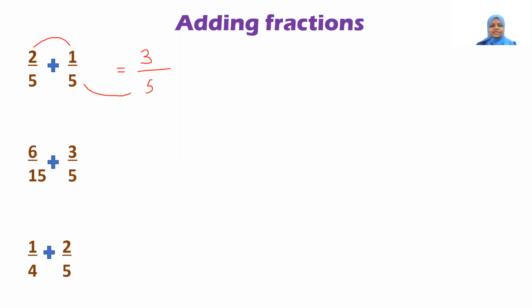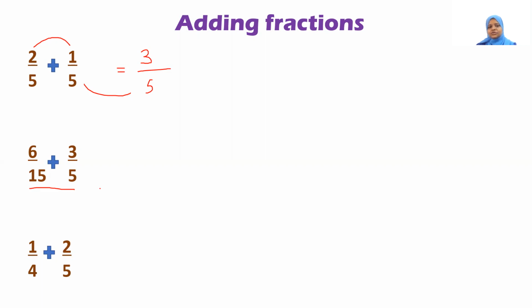Now look at this. It's 6 over 15 and 3 over 5. Now these denominators are not equal. When they are not equal, you cannot add like the previous one. Remember that first. So here, which is the bigger number? 15. So can you change 5 into 15 by multiplying? You can't use addition in denominators. So by multiplying, can you make 5 into 15?